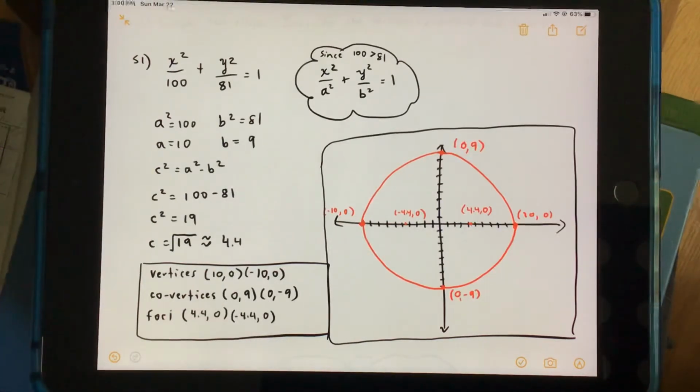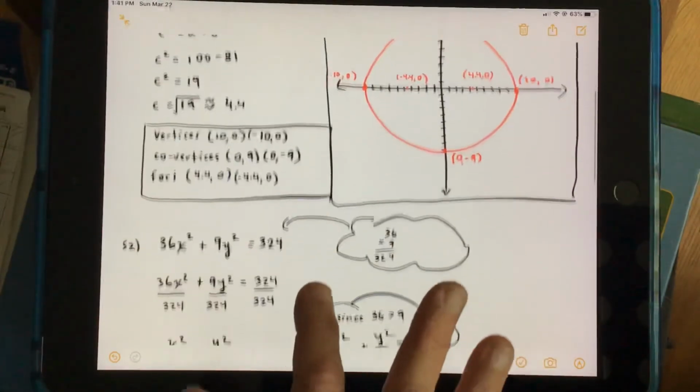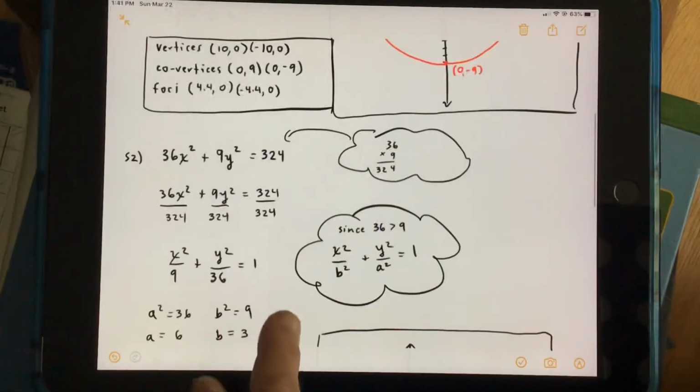I graph all that, and this ellipse looks more like a circle than an ellipse perhaps because the vertices and covertices are so close in number. 10 and 9 aren't very far apart. So that's why this looks fairly circular. It's not as squashed as some ellipses are. The next one we'll see an ellipse that looks maybe perhaps more like an ellipse and less like a circle.